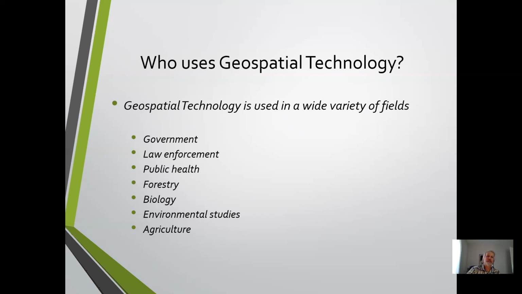But some of the things that we do see is government use of geospatial technology. We'll talk about some of these. Law enforcement, public health, which is really kind of a critical thing going on right now with the COVID process going on. Forestry, biology, environmental studies, agriculture. Agriculture is really, really big in some of this right now.